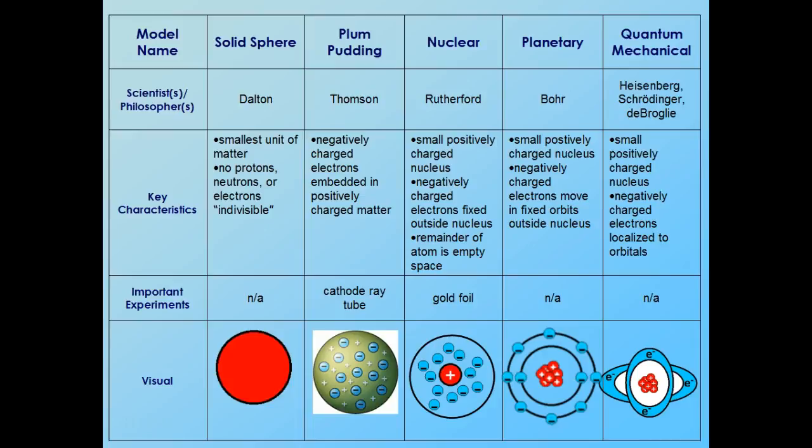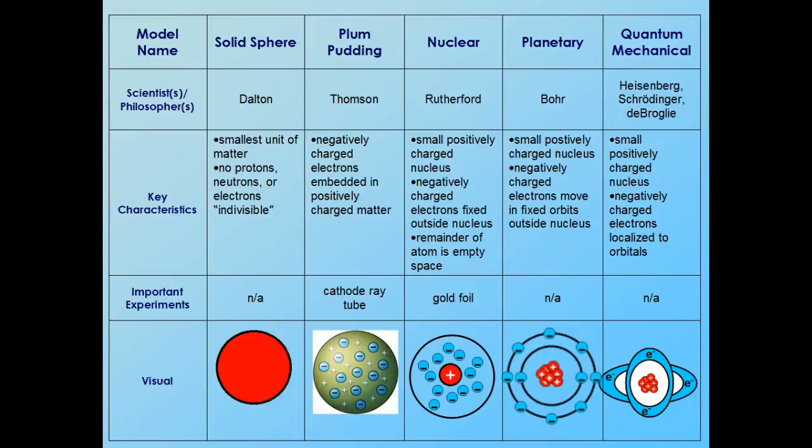Alright, and the last part we're going to talk about in this review is history. So we have our models going from solid sphere all the way up to quantum mechanical. Solid sphere was developed by Dalton. It was the first kind of thought process as to what was going on in the atom. Dalton did not believe there was anything smaller than the atom, that there are no protons, neutrons, or electrons, that it is indivisible. We know that that is not the case, but Dalton's theory of the atom was the first attempt to describe what was happening and gave us a starting place for the rest of the scientists and philosophers to come up with their explanations for what was happening inside the atom.